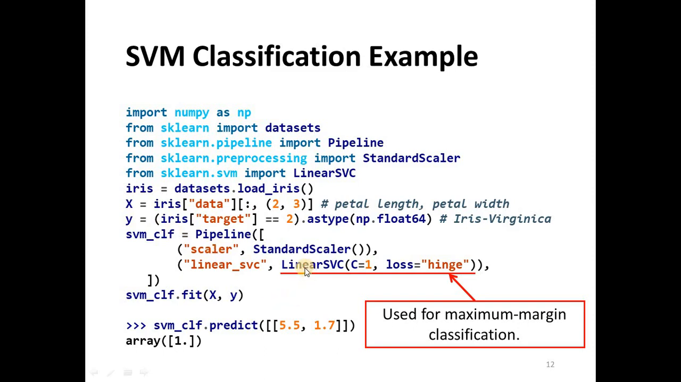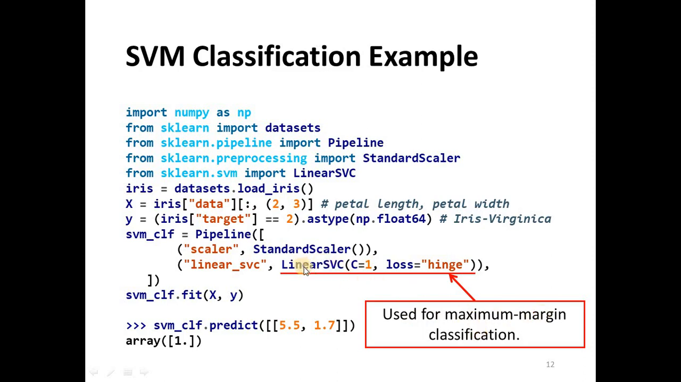Here we use the linear SVM classifier, also available from scikit-learn, and usually we start with C hyperparameter equals 1. We can increase it or decrease it if we have overfitting or underfitting. The loss function is usually hinge, which is used for maximum margin classification.